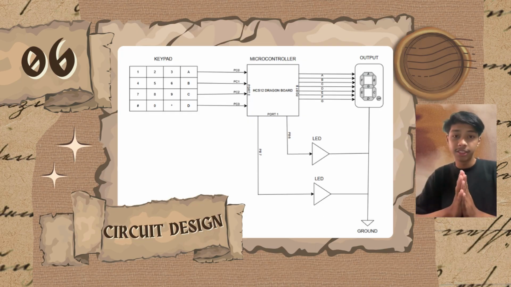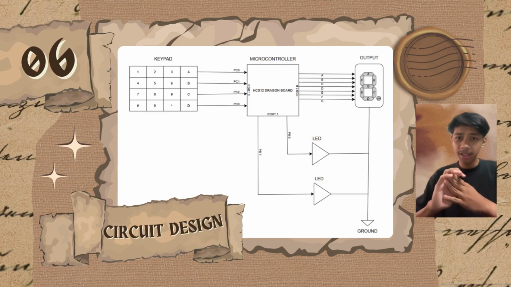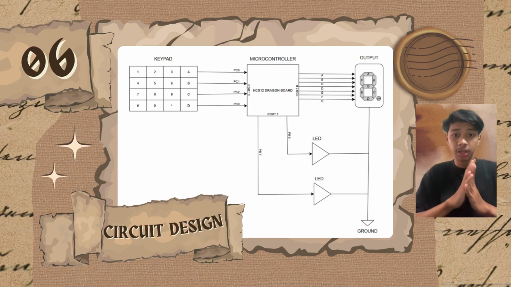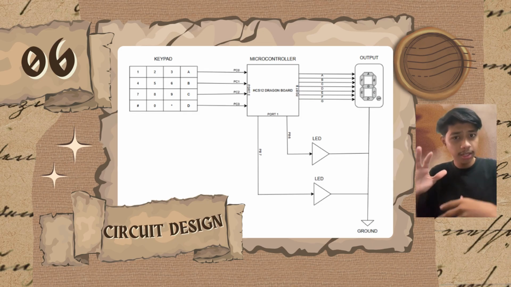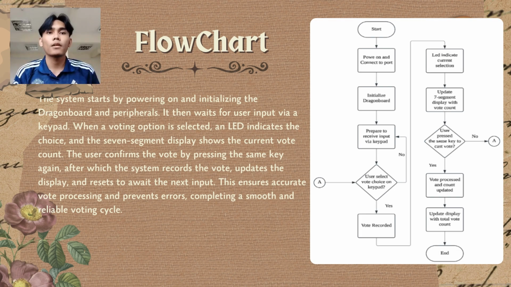And then for the circuit design, as you can see, the keypad goes through the HCS12 DragonBoard, and then it goes to the LED and the 7 segment display. So this is our circuit design.